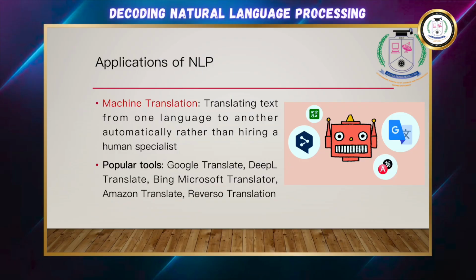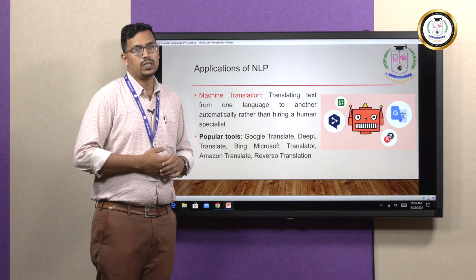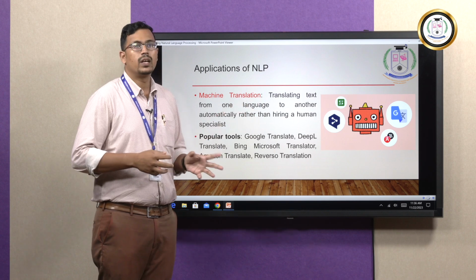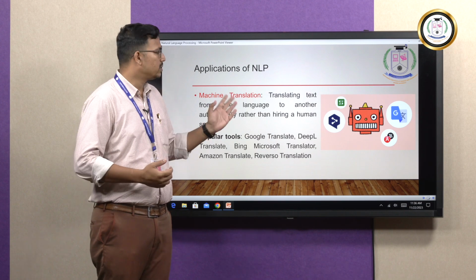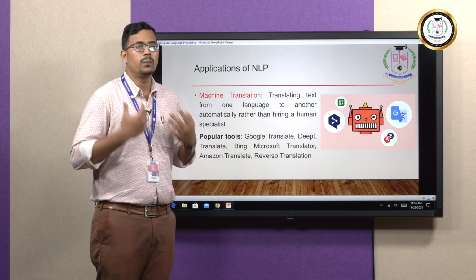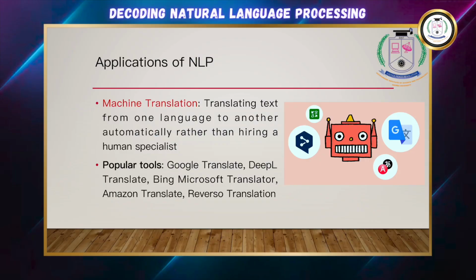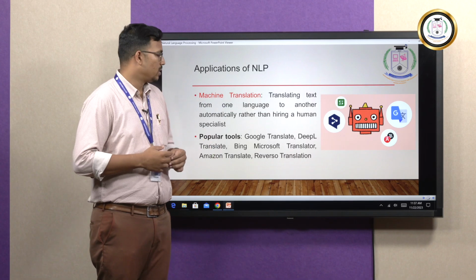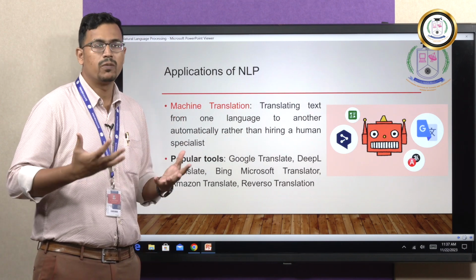The next important application is machine translation: translating text from one language to another without the help of a human language specialist. Only with the help of a machine we are able to translate. It's very fast and cost efficient, which is the reason machine translation has become very popular, and these tools use natural language processing. Some of the popular tools include Google Translate, DeepL Translate, Bing Microsoft Translator, Amazon Translate, Reverso Translate. Most popular we use is Google, right?